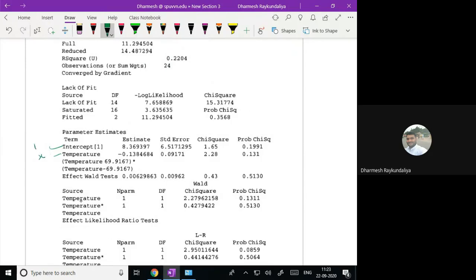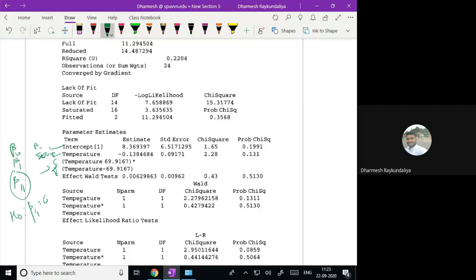That is the temperature, and this is the quadratic of temperature. So they say that the estimate intercept is beta 0, temperature has beta 1, and it has a beta 1 1. Now they are interested to see whether this beta 1 1 is 0.